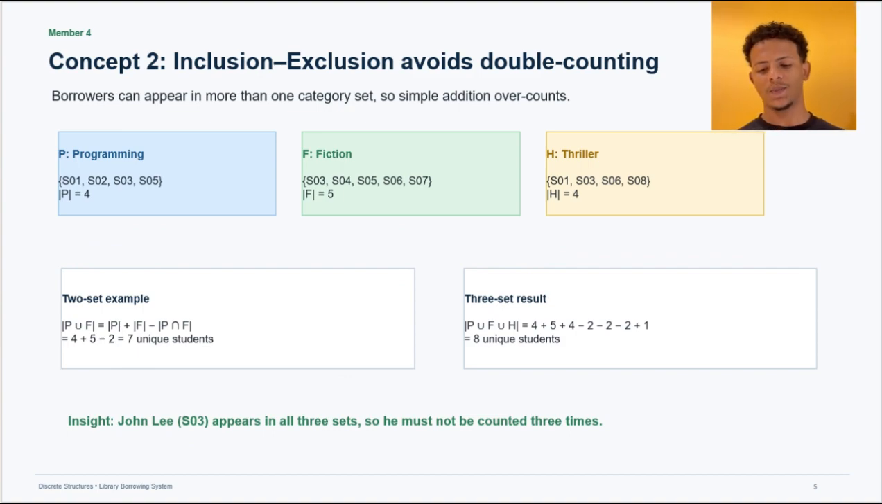Some students borrow both programming and fiction books, so we calculate 4 plus 5 minus 2, which equals 7. This means 7 different students borrow programming or fiction books. For all 3 categories, the total number of different students is 8. The principle helps us avoid counting the same student twice.